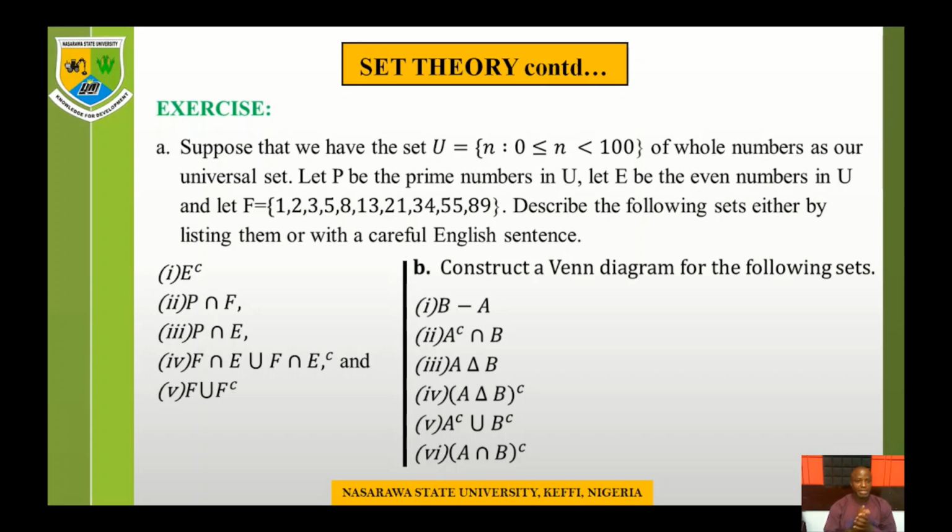Suppose that we have the set U equals n, so that 0 is less than or equal to n and less than or equal to 1000, of the whole numbers as our universal set. Let P be the prime numbers in U. Let E be the even numbers in U. And let F be equal to 1, 2, 3, 5, 8, 13, 21, 34, 55, 89. Describe the following sets either by listing them or in careful English.